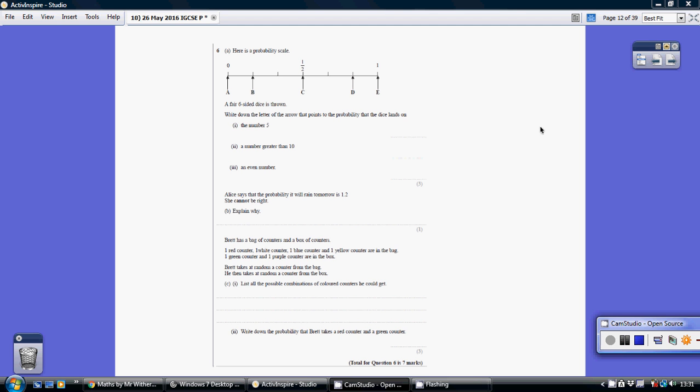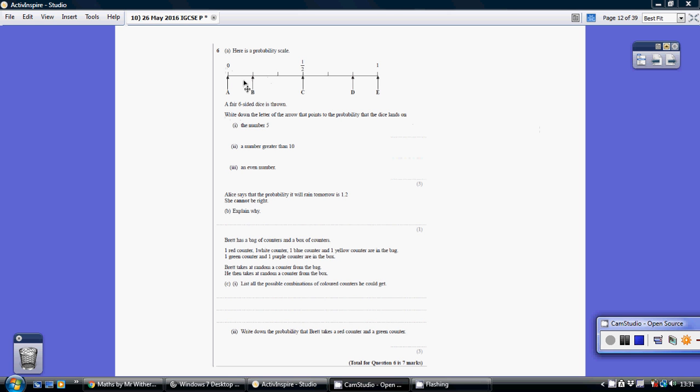Question 6. Here is a probability scale. A fair 6-sided dice is thrown. Write down the letter of the arrow that points to the probability the dice lands on. Right, now, probability. If something's impossible, the probability is 0. If something is definite, the probability is 1. And then everything else lies somewhere between.